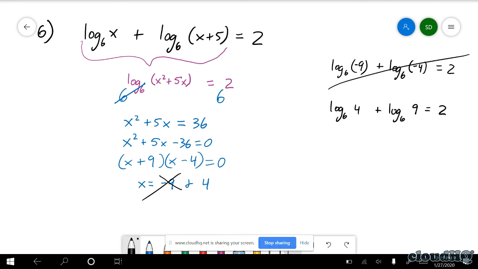Both of those logs are positive, so it seems promising. Go ahead and condense them together. It would become log base 6 of, we'd have to take the 4 and the 9, you multiply them together, you get 36. Is that a true statement? Is log base 6 of 36 equal 2? Yep, sure does. So we only had one answer, and it was 4.